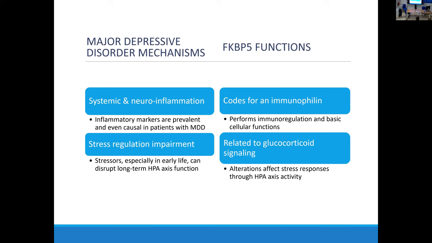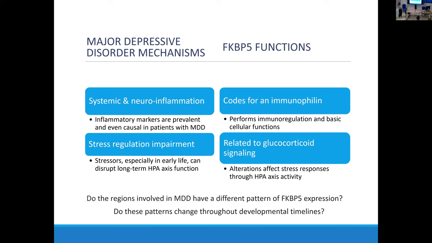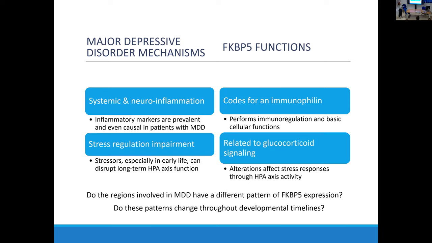So I decided to look into this, and I went to the Allen Brain Atlas with a couple of questions in mind as starting points: do I see a difference in the expression of this gene in regions that would be implicated in the disease, and does this change over time if there are developmental timelines available?